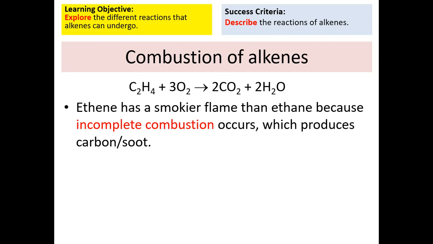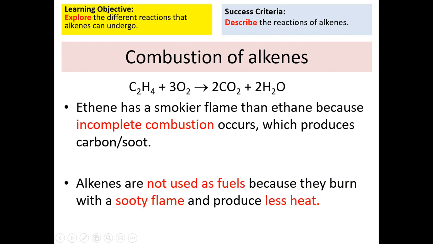So we can burn them. You get a lot of incomplete combustion producing carbon and soot, which we know contributes to global dimming. You get carbon monoxide, which is poisonous, as well as your carbon dioxide and water. So we don't really do this, but it does happen. But because of incomplete combustion going on more often than not, you get less energy released, which means it's not as useful anyway. So you've still got your alkene plus your oxygen giving carbon dioxide and water. When you've got complete combustion, it's just that you get less energy.